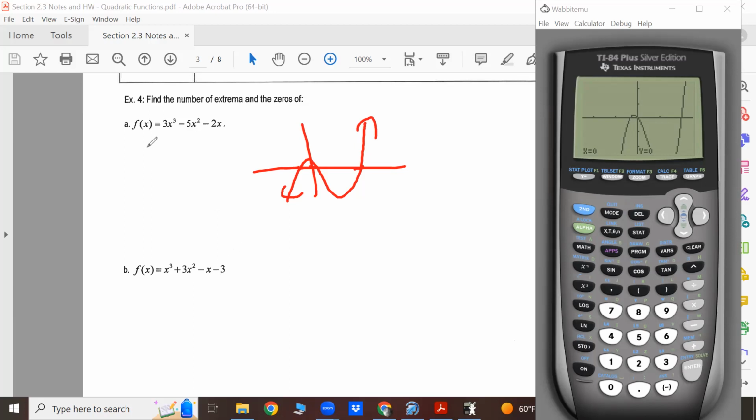Let's look at part B. Same thing. Extrema 2, zeros 3. Right?